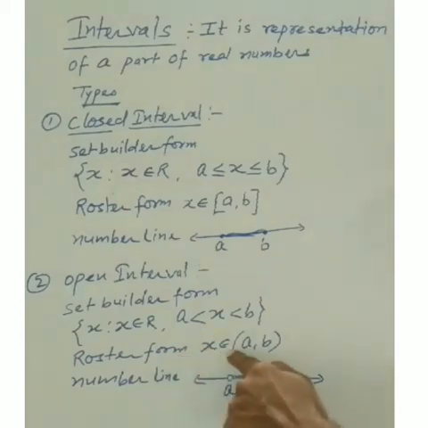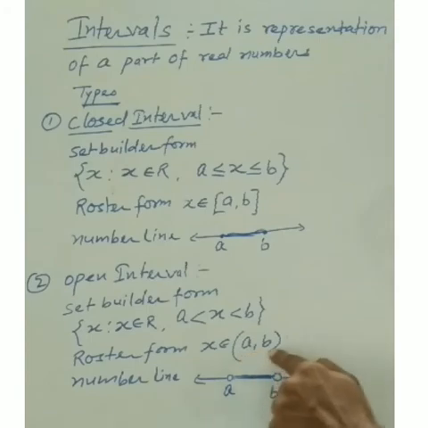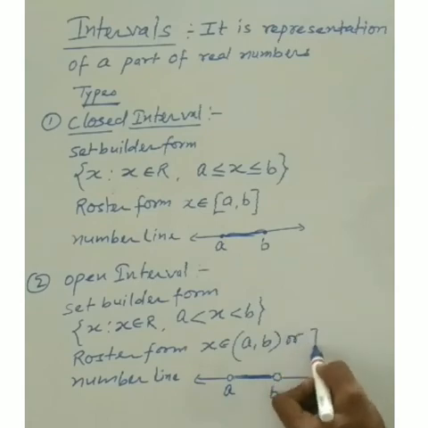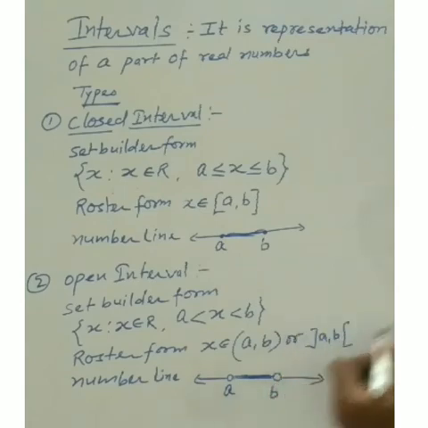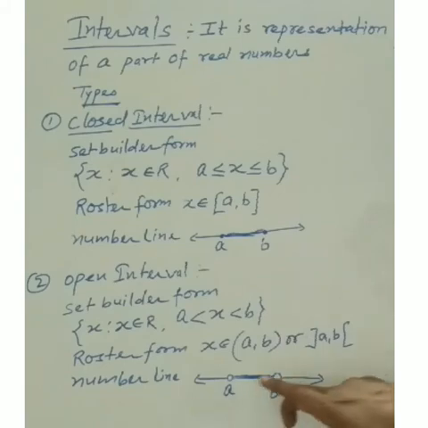In the roster form also it is an open interval. This sign is for the open interval, or we can also use this sign. On the number line we make an open circle at a, at b also an open circle, but all the elements between a and b are included. This open circle says a is not included. This open circle says b is not included.